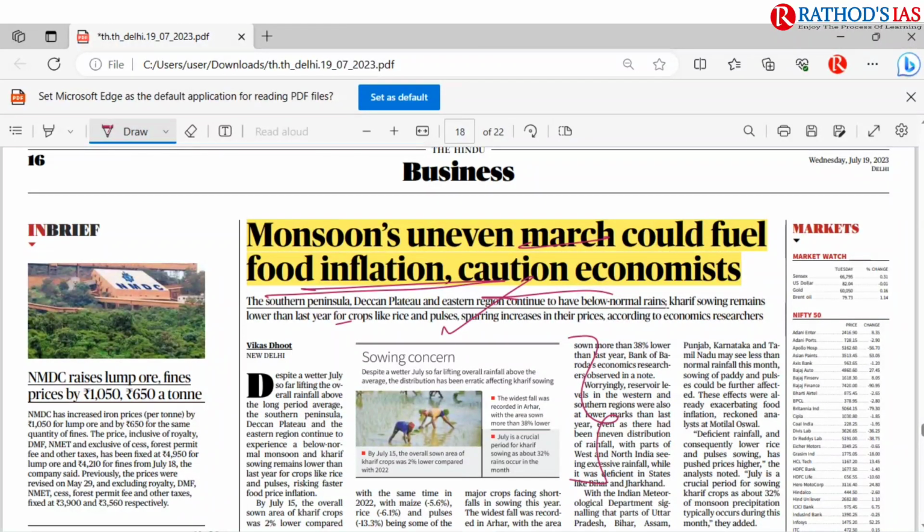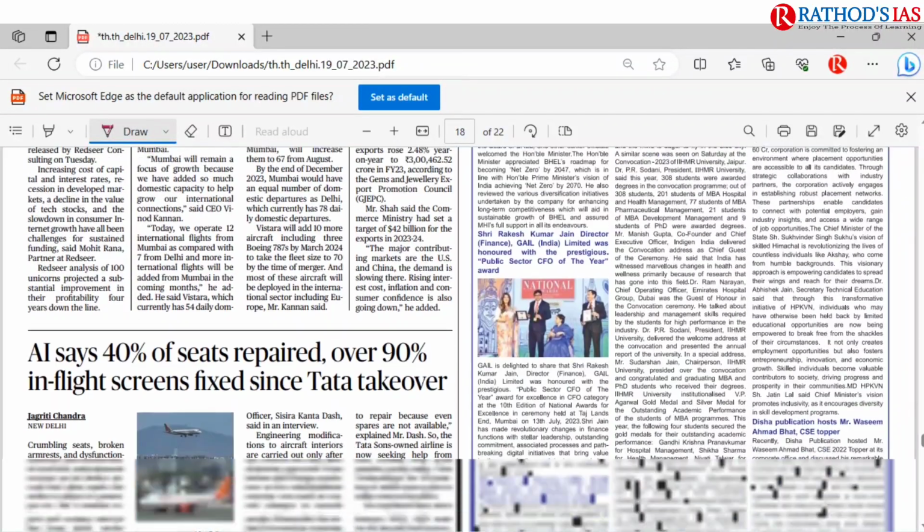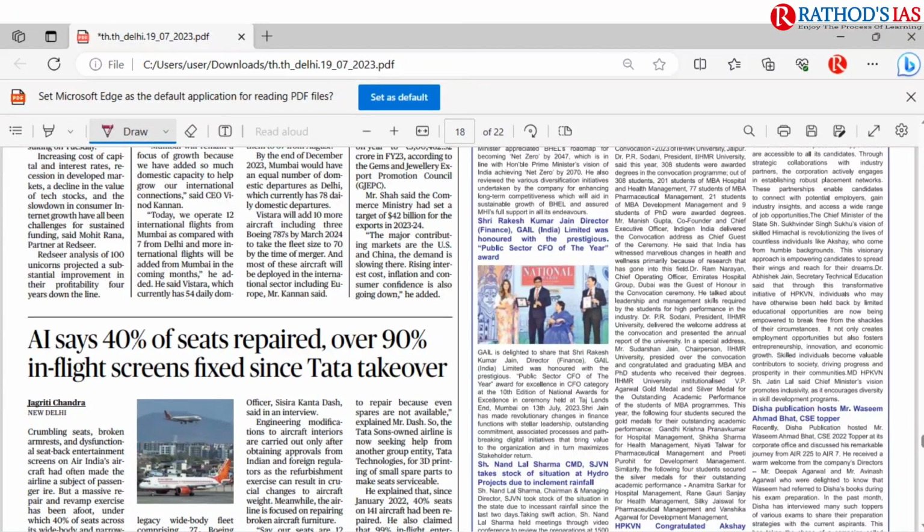Okay, and even we have a good thing, that is the overall sown area of kharif crop was 2% lower when compared with 2022. Even though there is an uneven monsoon, there is just a 2% decrease in kharif sowing. So these are some important articles that appeared in today's Hindu newspaper.